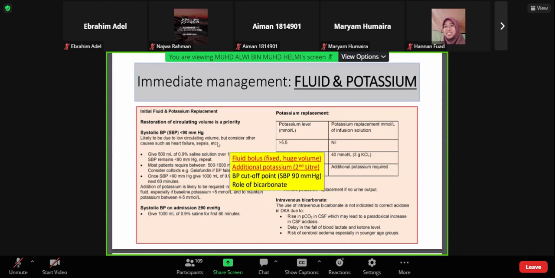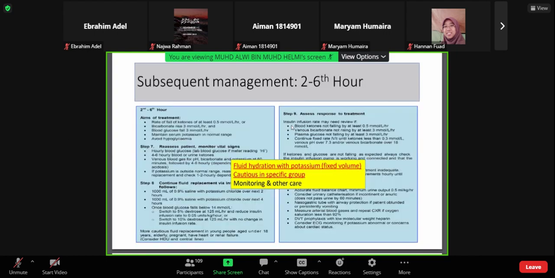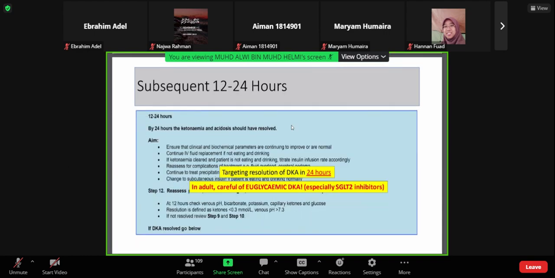Remember to monitor potassium closely. Most of the time, you need to give potassium. The rest is just monitoring ketones and so on. When you shift from DKA, the patient is nil by mouth. Usually we use a sliding scale, so monitor blood glucose hourly, and you adjust the insulin infusion based on the hourly blood glucose monitoring.